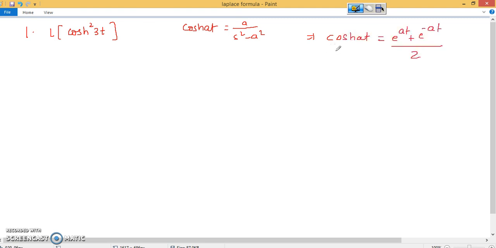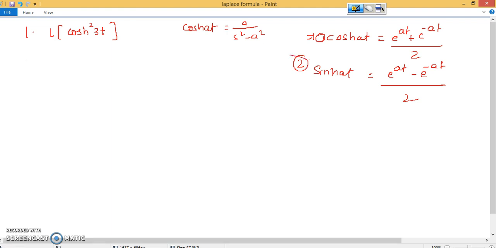Your cosh of at is equal to e to the power at plus e to the power of minus at, divided by 2. So this is the basic formula here. And similarly, if sinh of at is given, then you can write e to the power of at minus e to the power of minus at, divided by 2. So keep these two formulas in mind for the hyperbolic functions.